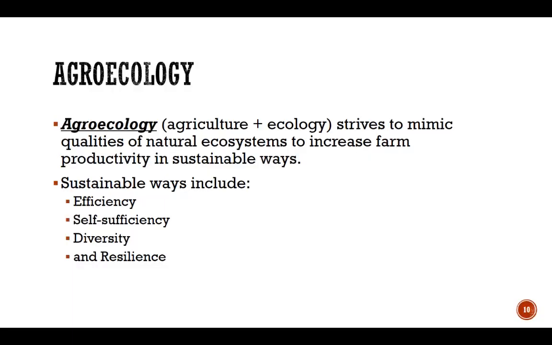All right, so here's that big vocab word we were talking about, agroecology, a combo word between agriculture and ecology. Agroecology strives to mimic qualities of natural ecosystems to increase farm productivity in sustainable ways. And there are four ways that we're going to examine in this presentation: efficiency, self sufficiency, diversity, and resilience.